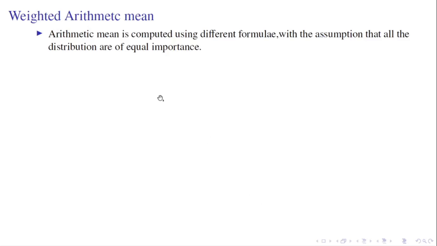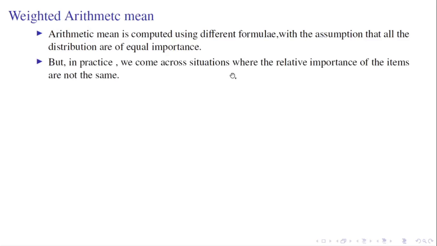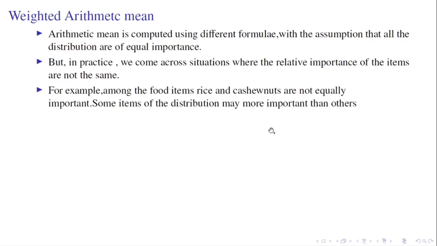The next concept is weighted arithmetic mean. The arithmetic mean is computed using different formulae with the assumption that all the items are of equal importance. But in practice, we come across situations where the relative importance of items is not the same for all the items. For example, among the food items, rice is more important than cashew nuts. We purchase rice every month. We purchase medicines if there is any sugar patient or BP patient in our house.